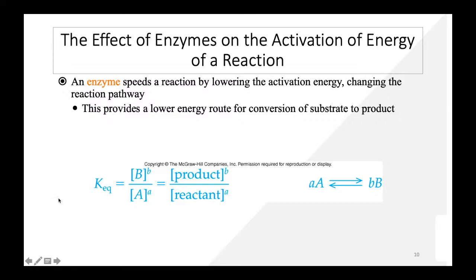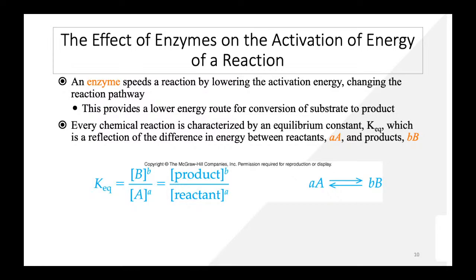Enzymes basically help to speed up reactions by lowering the activation energy and changing the reaction pathway. The activation energy, the initial push a reaction needs to happen, is lowered, and the enzyme makes a new pathway leading to the production of product from substrate on a very low energy route. The energy required to make product will be very small.